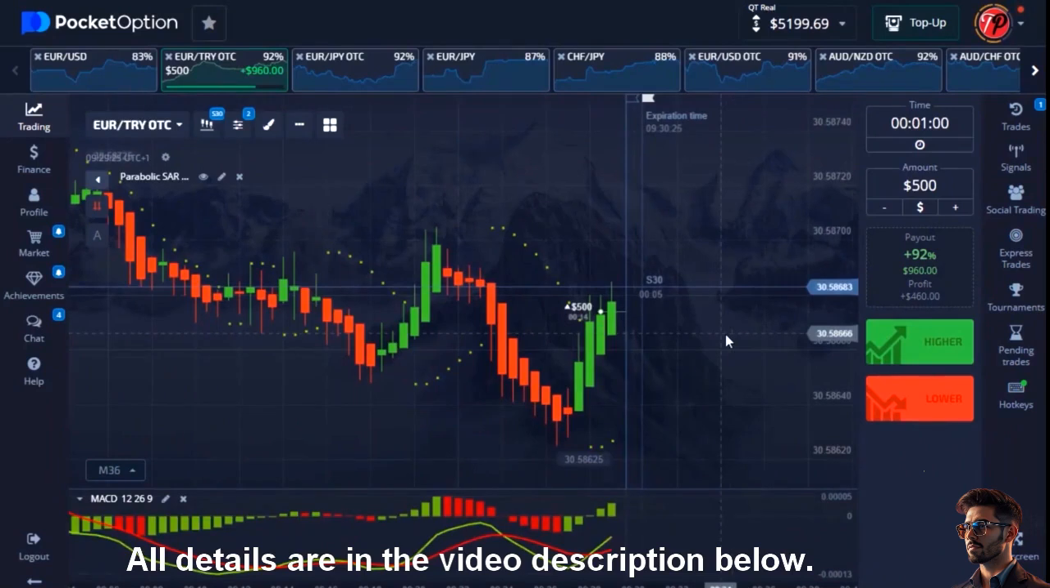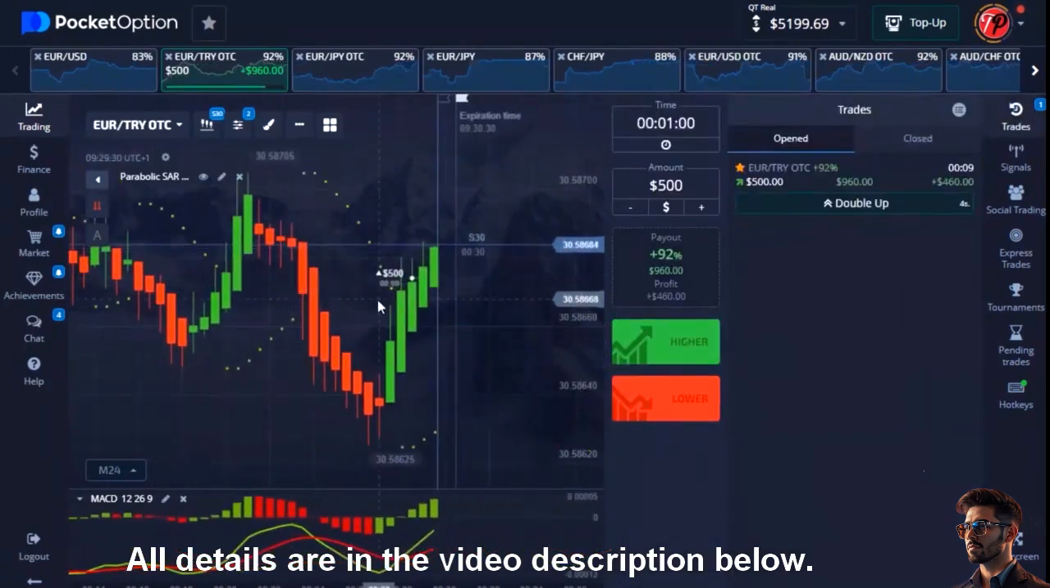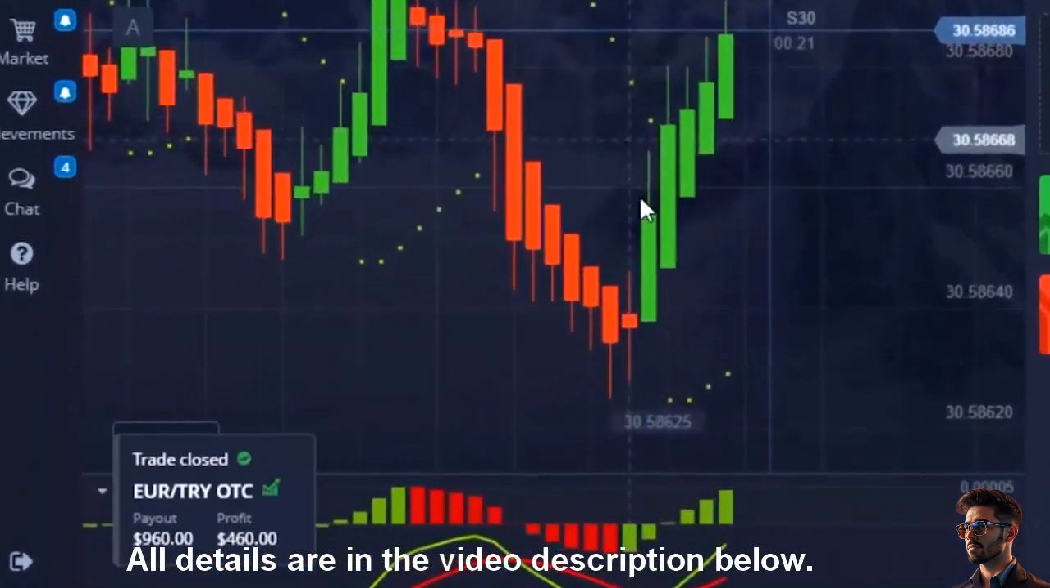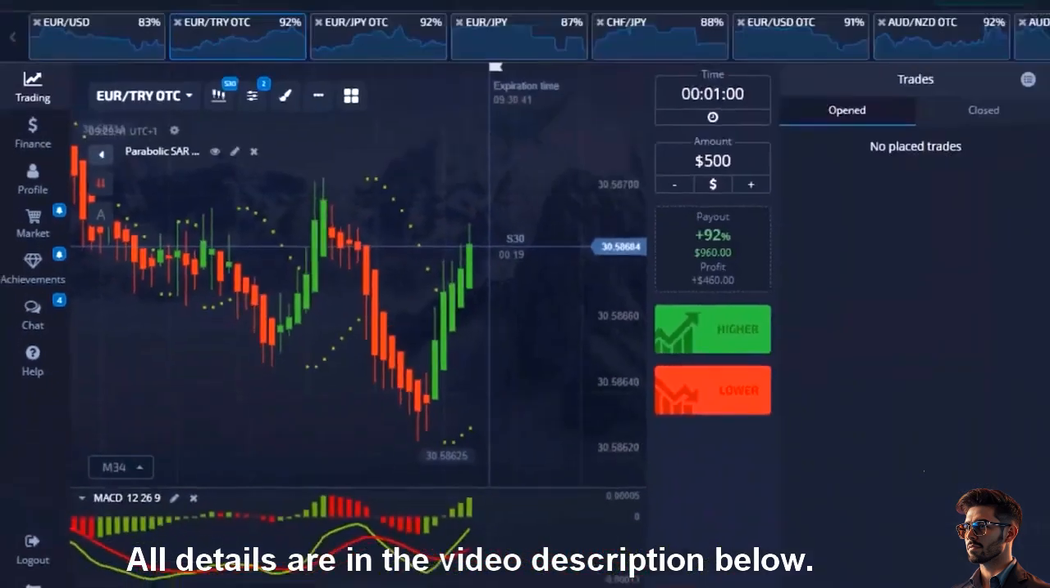So a good one here, guys. I think we have like 9 seconds left to close this trade. All right, a good one here, guys. And the money on that. I hope you actually understand, guys. It's a very simple strategy.